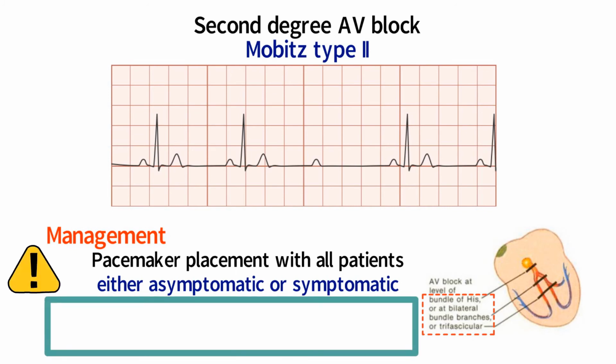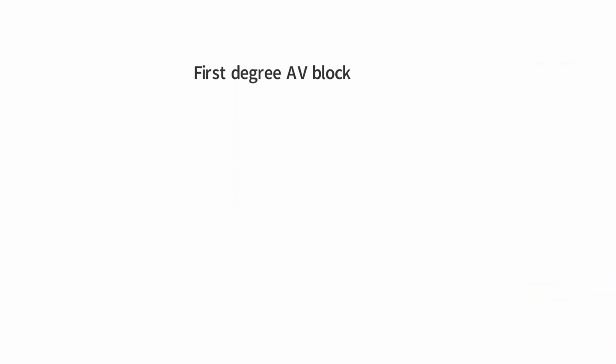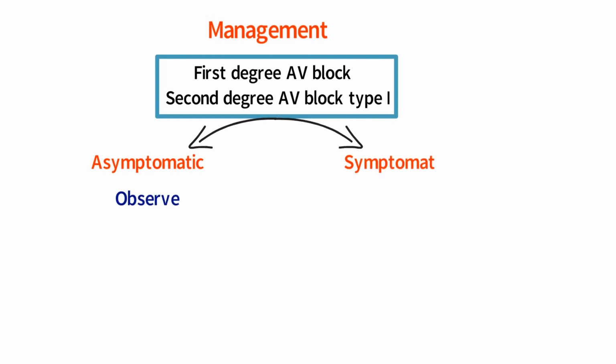This doesn't matter, because if you remember in second degree AV block type 1 and first degree AV block, our management was dependent on whether the patient is symptomatic or asymptomatic. If the patient is asymptomatic, you will do nothing, you will observe. If the patient is symptomatic, you can give atropine. And actually the same in sinus bradycardia.